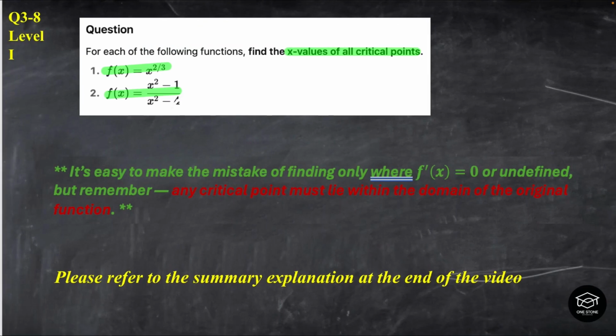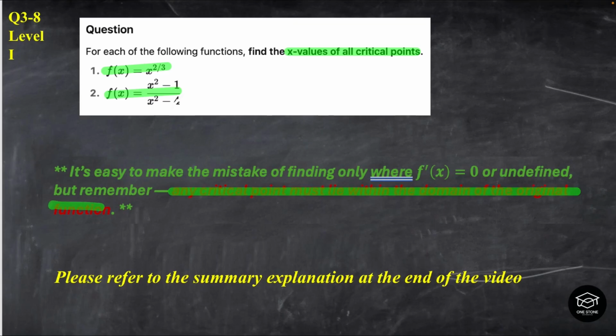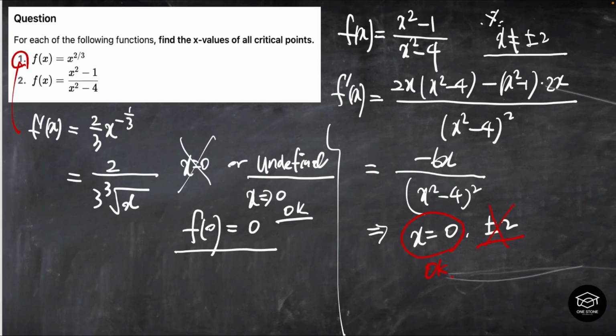Finally, let's summarize our results. For the first function, f of x equals x to the 2/3, the critical point is at x equals 0. For the second function, f of x equals the quantity x squared minus 1 over x squared minus 4, the critical point is also at x equals 0.